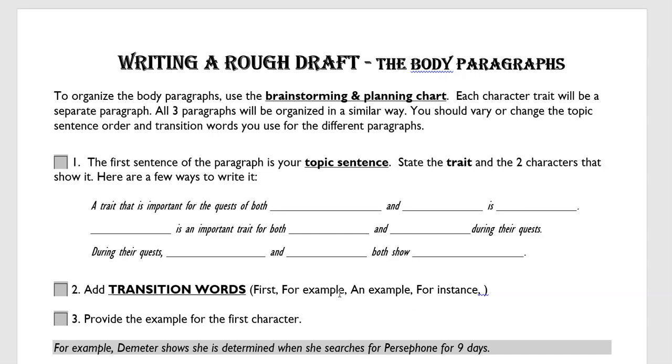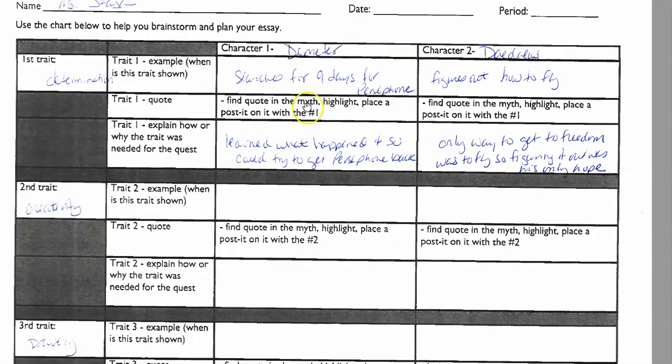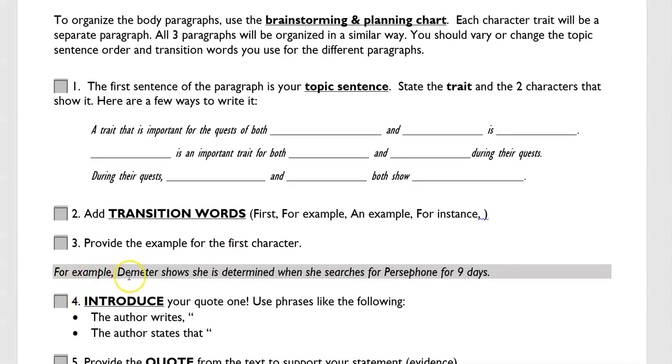First works for the first character. It doesn't really work for your second character, okay? But other than that, you really wouldn't want to use any of the ones you normally use. You're really going to be looking to use these kinds of transitions. And then you're going to provide that first example, when it's shown. This is the next sentence, sentence 2. So I give you an example. For example, Demeter shows she is determined when she searches for Persephone for 9 days.